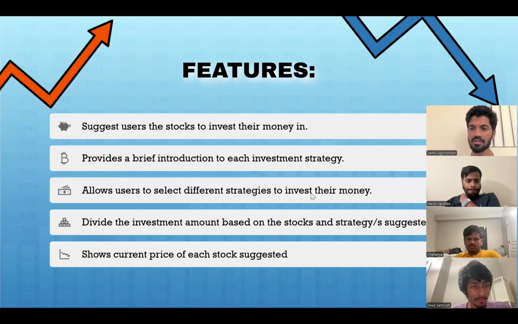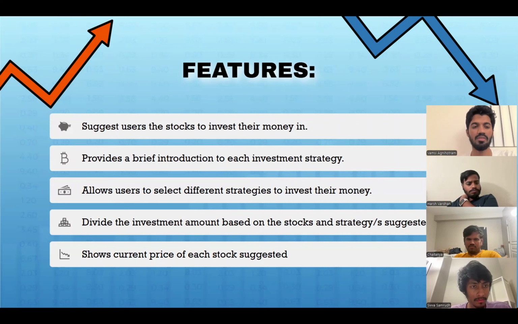Let's talk about the features of our application. Our project provides the following key features. Starting with, it suggests users the stocks to invest their money in. Users can choose from strategies like ethical, growth, index, quality, or value investing. And it provides a brief introduction to each investment strategy. It basically allows users to select different strategies to invest their money.